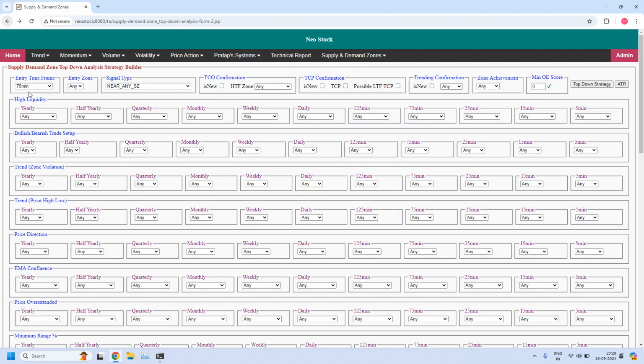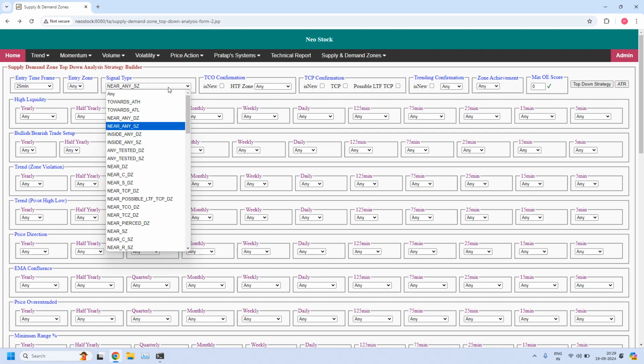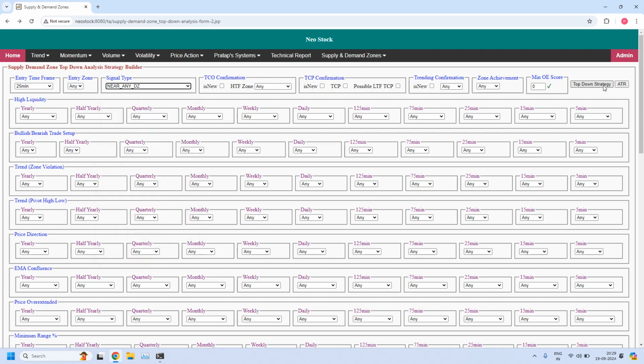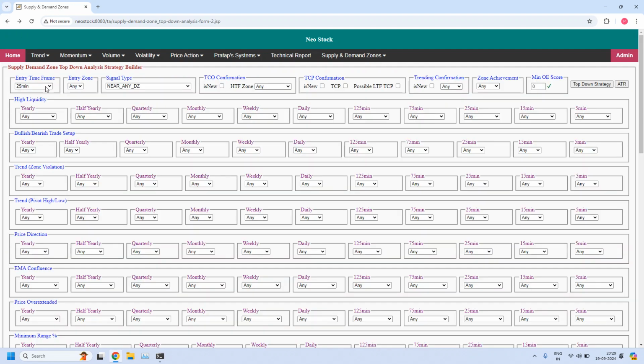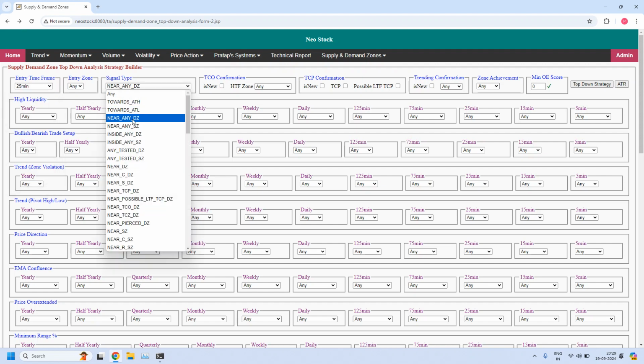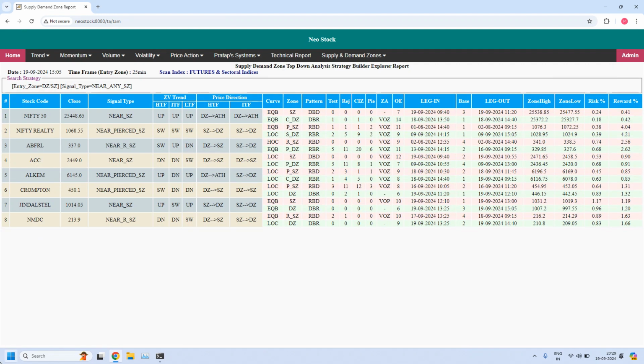Okay, next time frame is 25 minutes. Let us find the stocks near 25 minutes demand zone. 6 stocks are filtered. Next, for 25 minutes time frame, let us find the stocks near 25 minutes supply zone. 8 stocks are filtered.